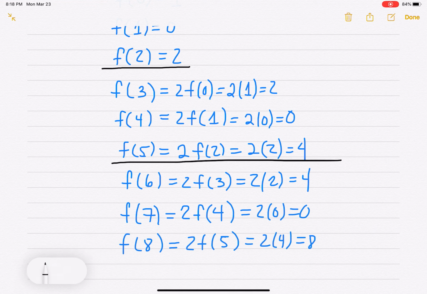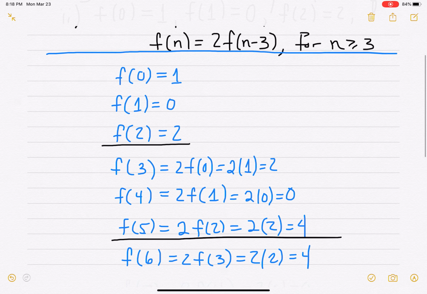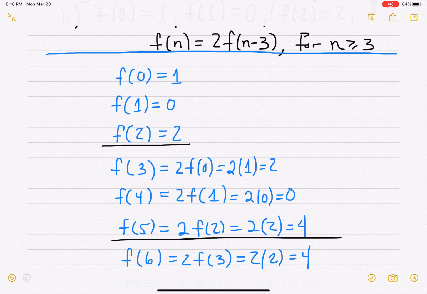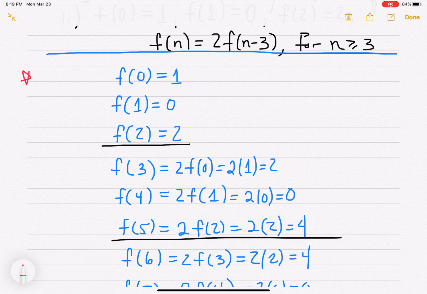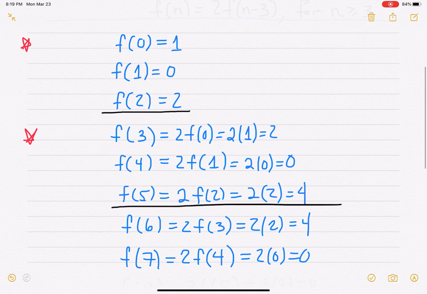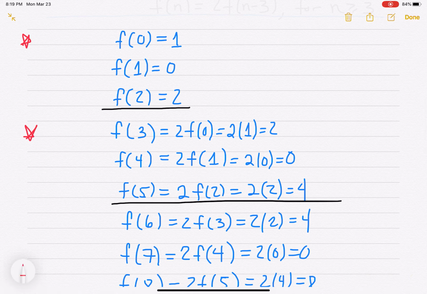So I'm going to call these first ones the single stars. So we have f of 0 is 1. F of 3 is 2. And f of 6 is 4. There's kind of a pattern, right? The input here, the 0, is a multiple of 3, right? It's 3 times 0.